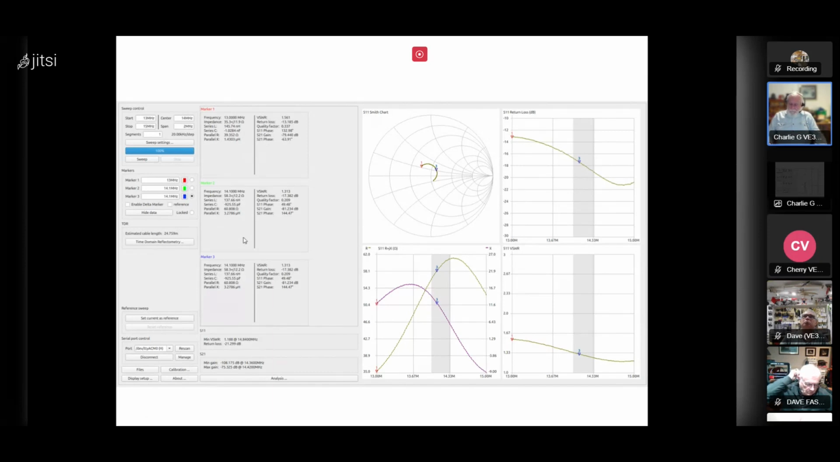And I probably would never have noticed this if I wasn't using the NanoVNA to do these measurements.